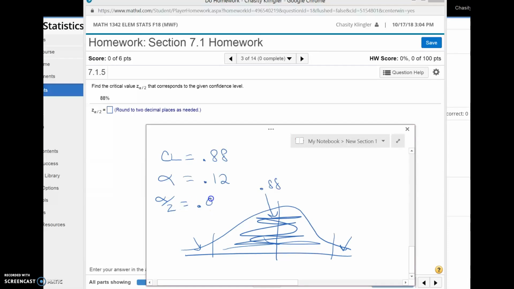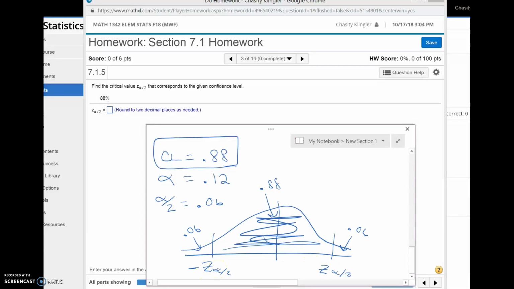So each alpha is going to be 0.06 if your confidence level is 88%. So that is where the Z alpha divided by 2 is coming from. That is wanting the Z-scores here and here. Now this one, the Z-score here will be negative and this one will be positive, but they'll be the same.